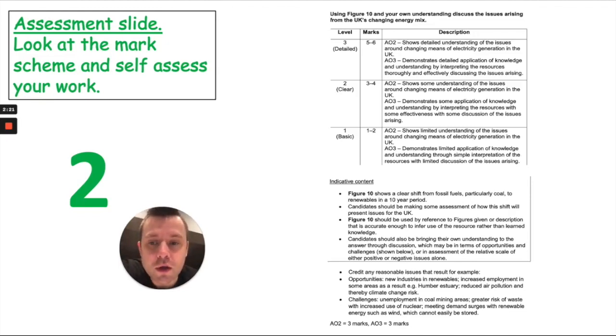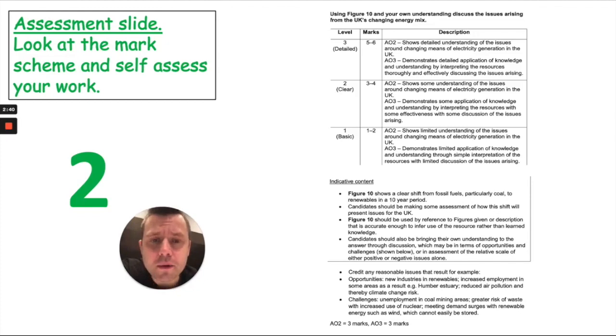Challenges though, okay, we know about Margaret Thatcher and deindustrialisation. What will those coal miners do? If they've got no skills in this new sector of the economy, the renewables, if they've been used to going underground and digging coal out for 10, 20 years, there's going to be unemployment.